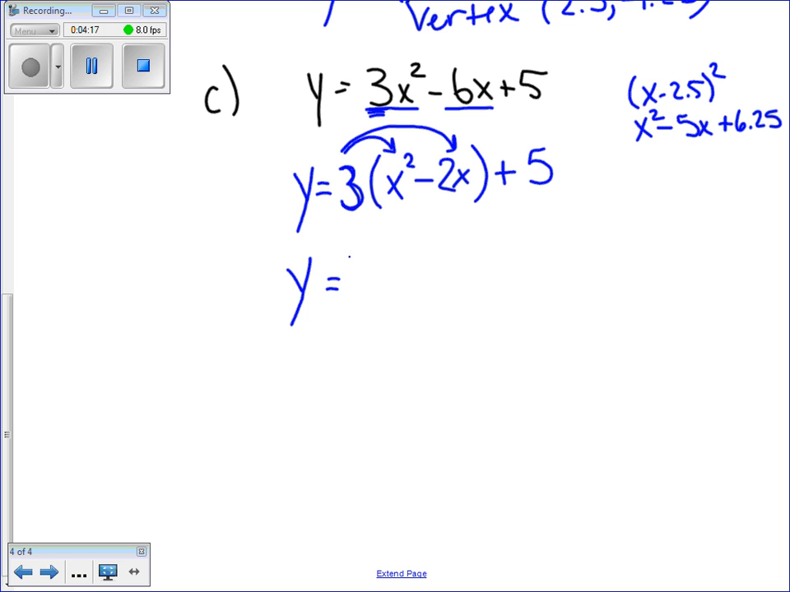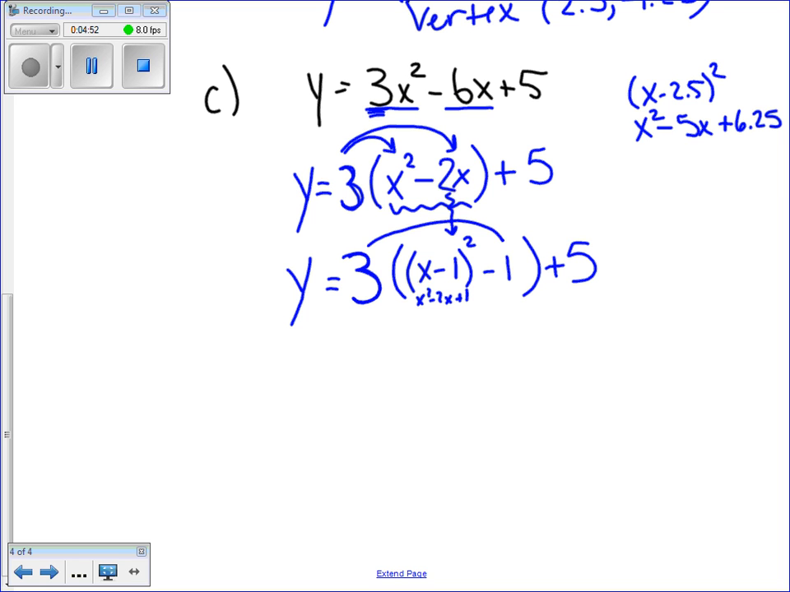I'm going to think about how I could rewrite this x squared minus 2x, but make it a perfect square. So again, I'm going to use my shortcut. Just take half of that, so x minus 1 squared. But really what I did there is I have the x squared minus 2x, but I'm also adding 1, so I have to subtract 1. But remember, we did pull that 3 out, so really I'm not subtracting 1, I'm subtracting 3. So I have x minus 1 squared minus 3 plus 5.